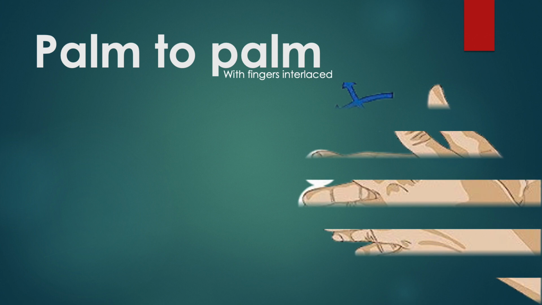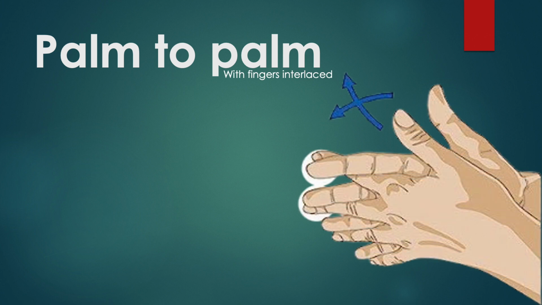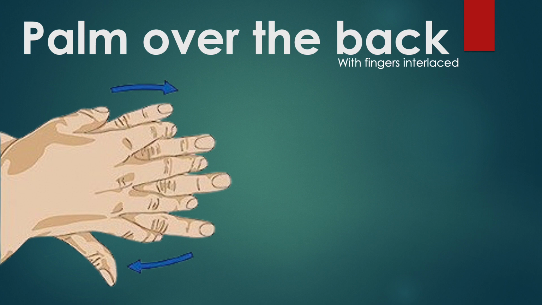With the right hand on top, rub palm to palm with fingers interlaced and count 1, 2, 3, 4, 5. Repeat the same process with the left hand on top. Rub palm to palm with fingers interlaced and count 1, 2, 3, 4, 5. With right palm over the back of the left hand with fingers interlaced, rub your hands together, counting 5 times. Repeat the same process with the left palm over the back of the right hand with fingers interlaced and count 1, 2, 3, 4, 5.